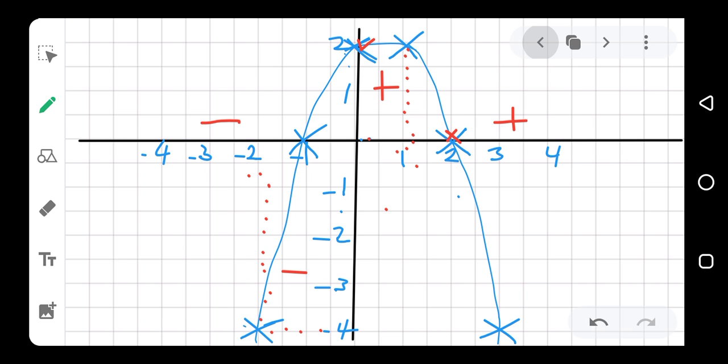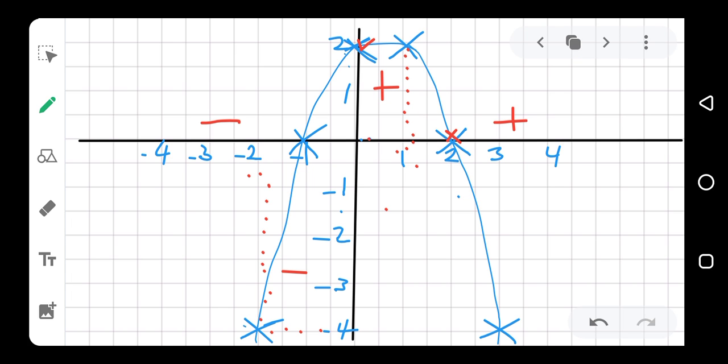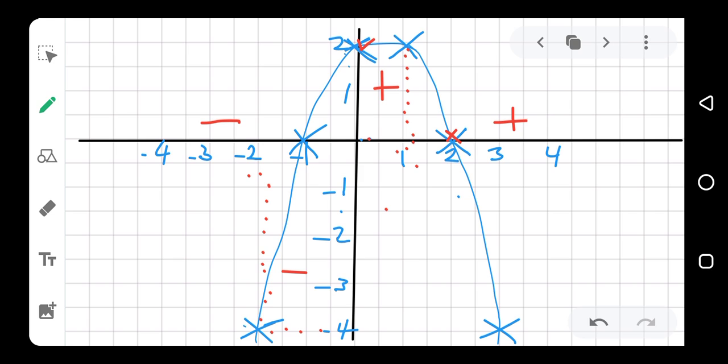Then the last one is when x is equal to 3, y is equal to minus 4. So we are going down when x is equal to 3, y is equal to minus 4. So from 3 here, we trace it down to minus 4. So that is how I was able to draw this graph.